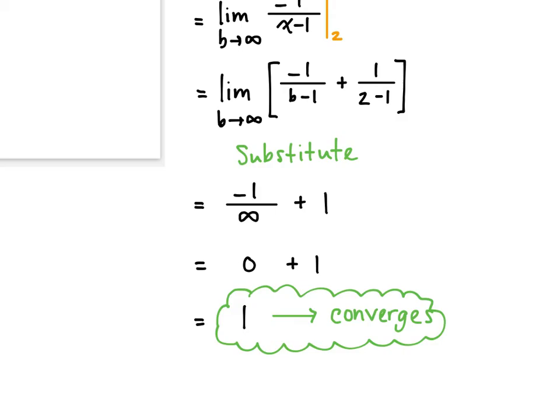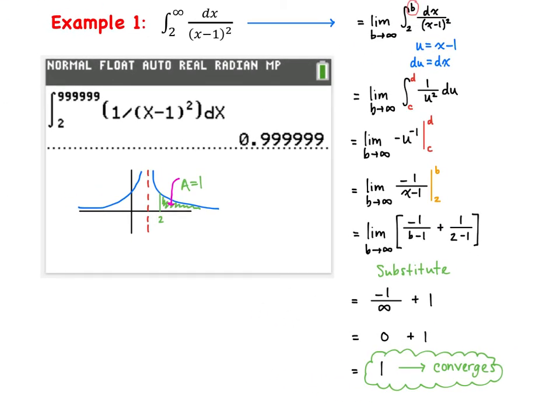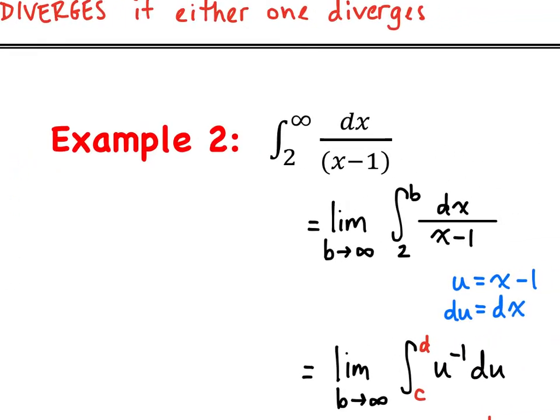So really, what is that saying? Now kind of going back to the calculator, notice if we plug in this really big value for where we're integrating from, and we're essentially finding the area under this curve from 2 to this really big number, you're going to see the calculator gets really, really close to 1, and that's what we just showed here. All right? So now I want you to try this next example, example 2.